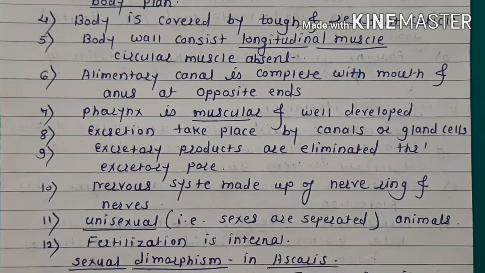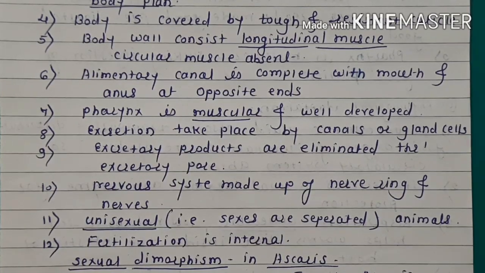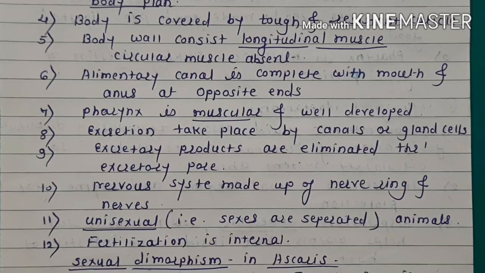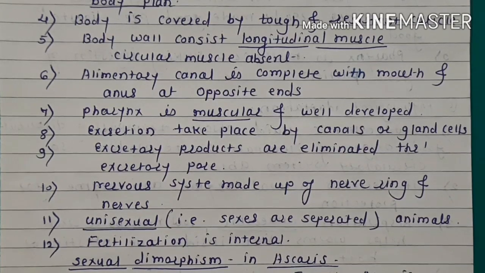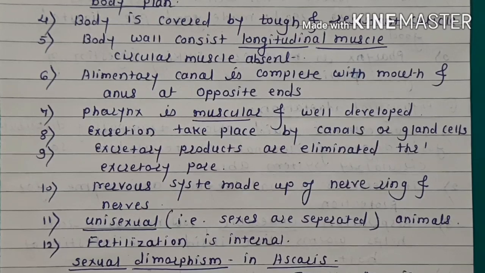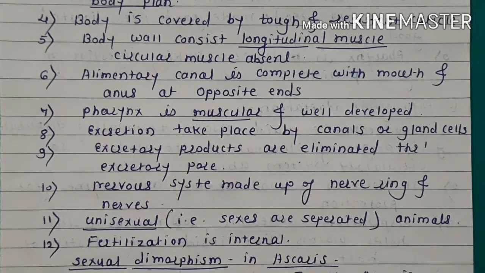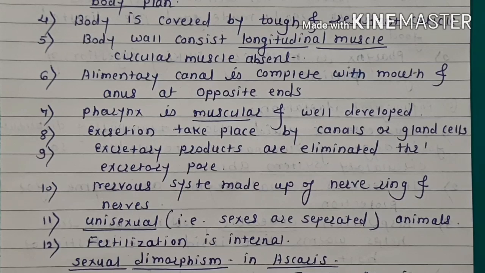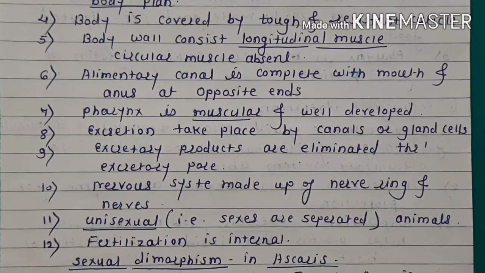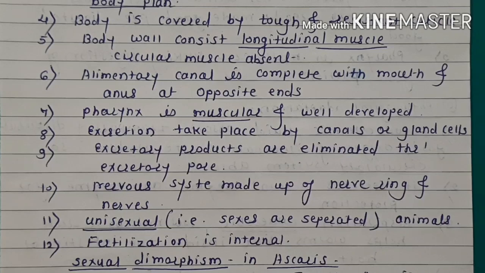Body wall consists of longitudinal muscles, circular muscles absent. Alimentary canal complete, with mouth and anus at opposite ends. Pharynx is muscular and well developed. Excretion takes place by canals or gland cells. Excretory products are eliminated through excretory pore. Nervous system made up of nerve ring and nerves.